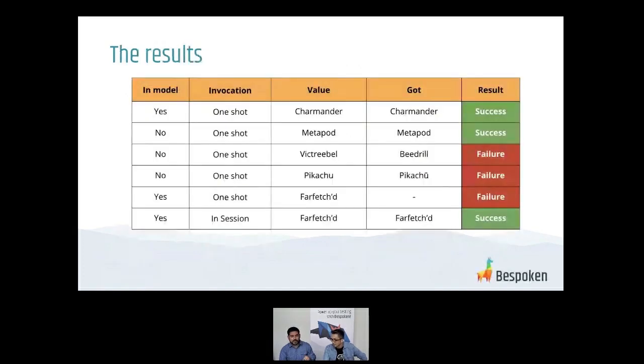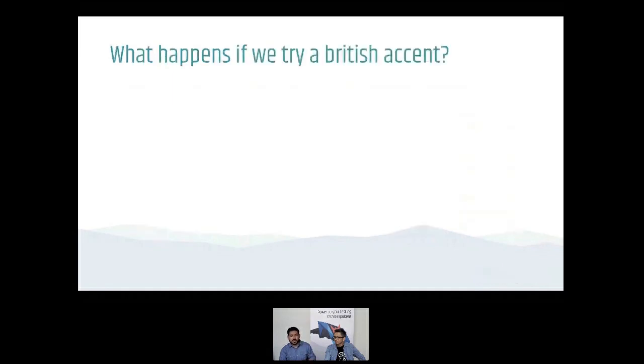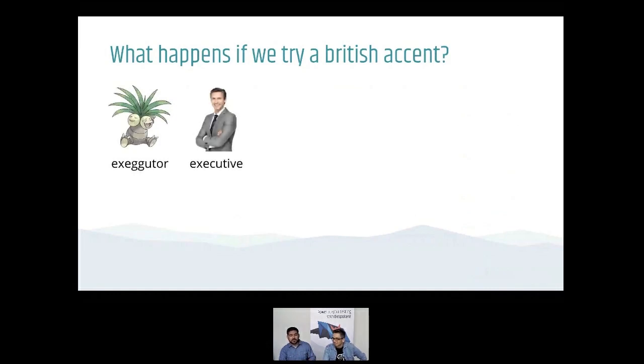We had 3 of these Pokemon in our interaction model, and 3 of those were not in our interaction model. These are the types of invocations that I used, the values, and this is what I got. So a 50% fail rate is not what we would want. And like I said, this is not taking into consideration that there could be other accents. So when I tried with a British accent, for Pokemon like Executor, I got it recognized as executive. Obviously that's not what we are looking for.